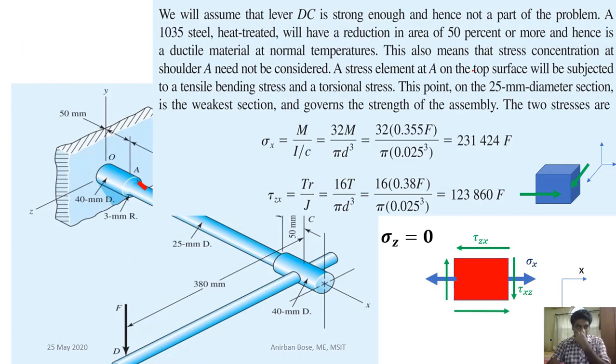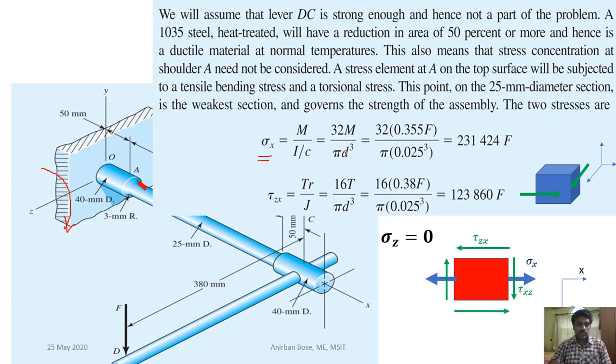So here you see that because of this load, there will be bending and torsion. So what will be the bending moment? You see that F is acting here, so definitely that will try to bend this. That will try to bend with respect to the z axis. Okay, this particular member will bend with respect to the z axis. So bending moment will occur, and we know how to find out the bending stress. That sigma x we can find out by 32 M divided by pi d cubed.